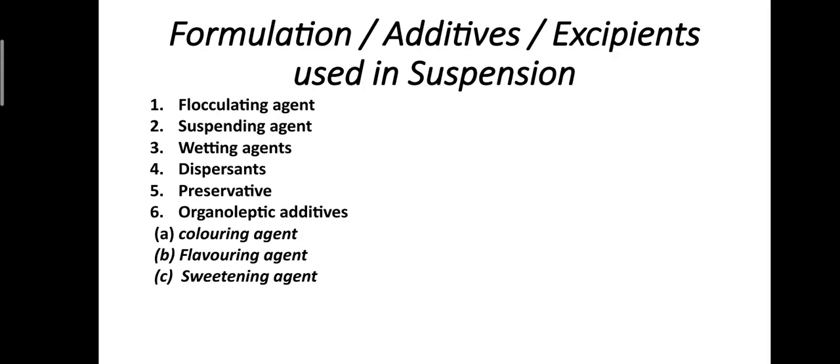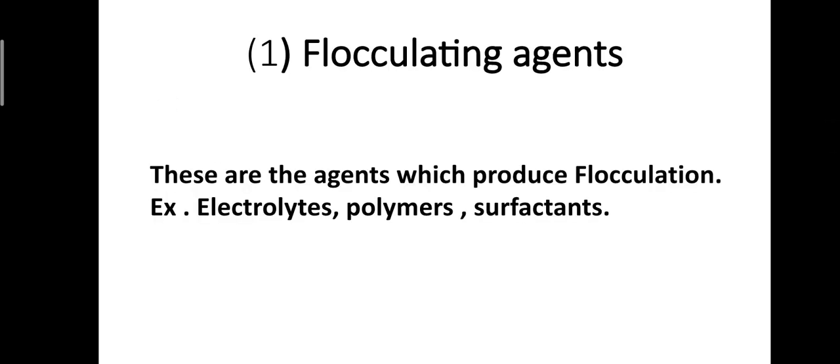Formulation: additives or excipients used in suspension. There are 6 main agents, additives or excipients used in preparing suspension, which are flocculating agent, suspending agent, wetting agent, dispersants, preservative, and organoleptic additives. In organoleptic, there are also 3 subtypes: coloring agent, flavoring agent, and sweetening agent. Let's see one by one in detail.